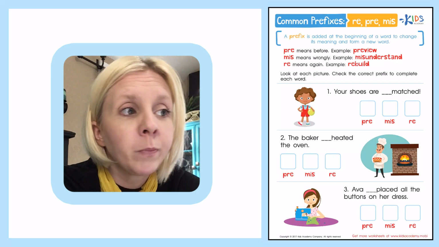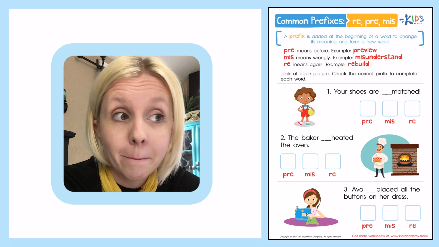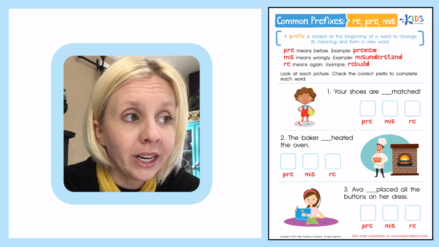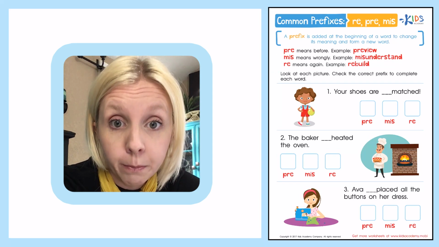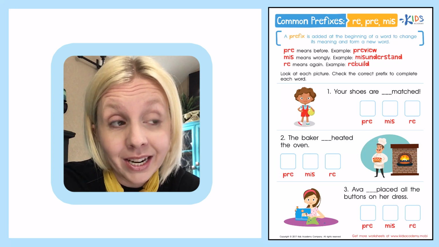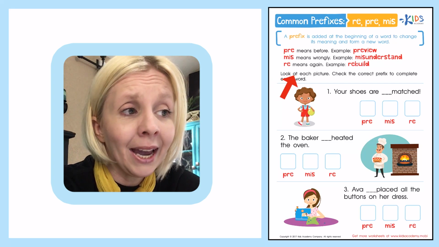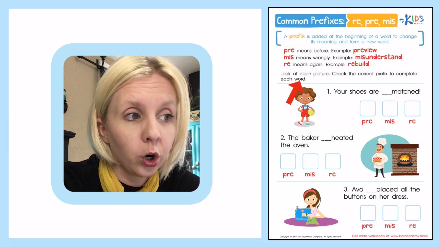normally comes out. Mis means wrongly. So for example, you misunderstood or you wrongly understood something. The last one is re, which means again. The example is to rebuild. So like let's say we were to build it and it were to fall down and we built it again, that would be to rebuild or to do it again. Look at each picture. Check the correct prefix to complete each word.